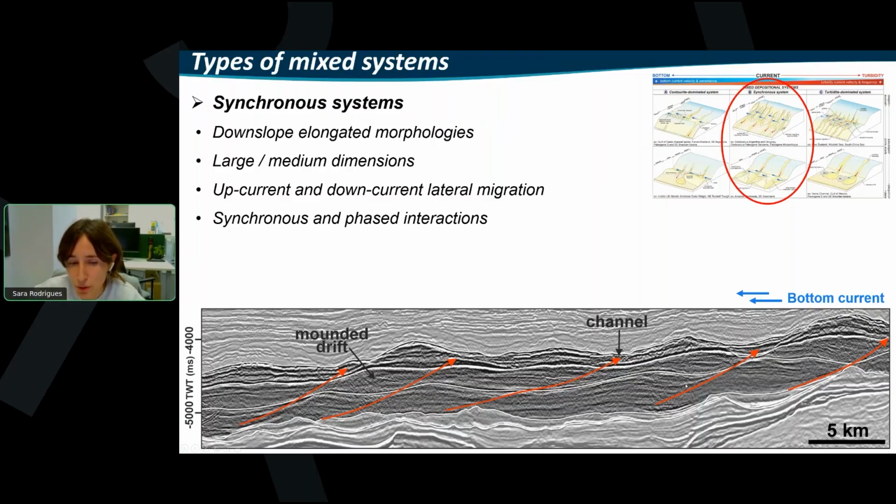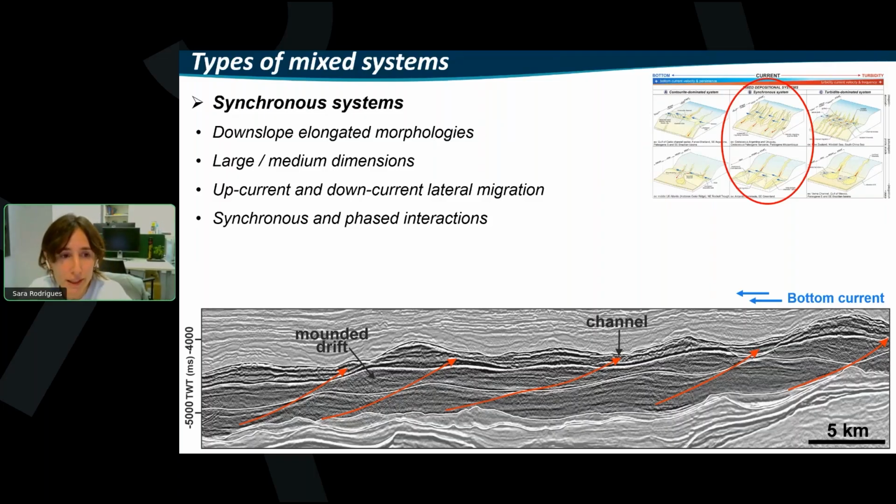The first thing that most of you will notice right away is that the morphologies are gentle, but also much smaller than before. In addition, all of them are migrating laterally towards one direction. So both the mounded drifts that you have here, these small lenticular shapes, and also the channels, which have lower amplitude reflections than before, and they stretch laterally from the channel into the drift. So there's this whole stacking pattern that occurs in these types of systems.